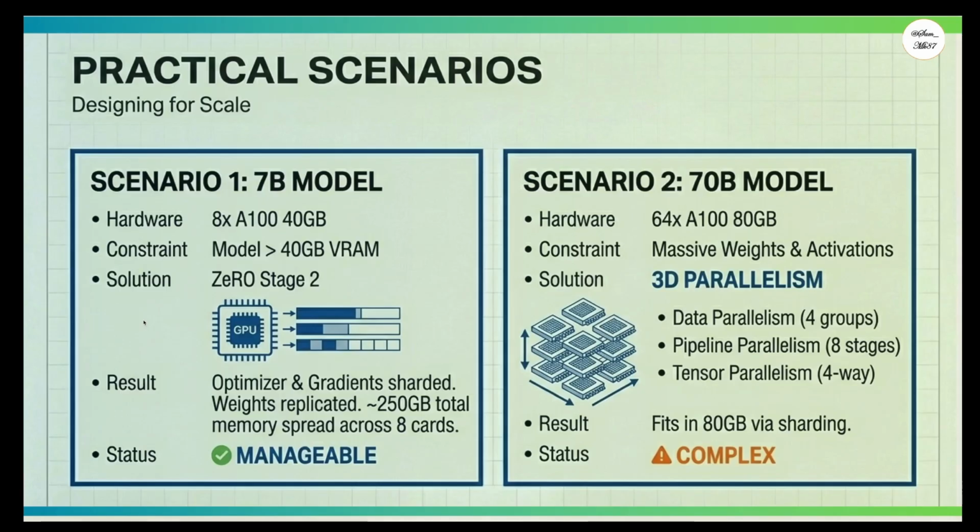Now look at another scenario, with a 70 billion parameter model. Here the weights and activations are so massive that we need 64 GPUs and 3D parallelism, combining data, pipeline, and tensor parallelism all at once, and it can help fit into 80 GB GPUs via sharding. The status here is very complex because we are trying to use a massive model. As the model grows, your infrastructure does not just get bigger, it actually gets significantly more complex to orchestrate as well, so you need to understand this.